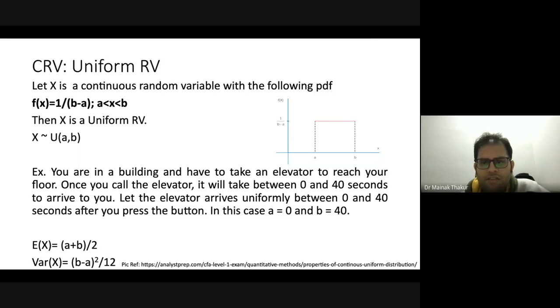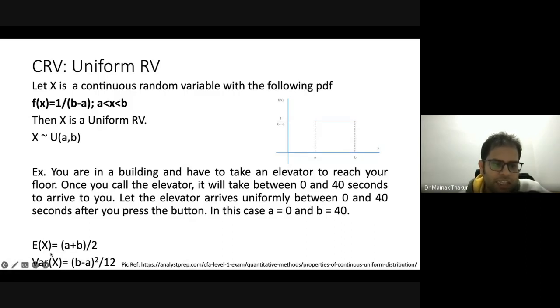And what is fx? Fx is 1 by 40 minus 0, so it's 1 by 40. Now you can calculate all the different probabilities. Let's say I ask you the probability that the elevator comes between 10 and 20 seconds. The probability of x lying between 10 and 20 will be the integration of fx, which is 1 by 40, from 10 to 20. The integration limits will be from 10 to 20, of 1 by 40 dx, and whatever the answer is, that is the probability.